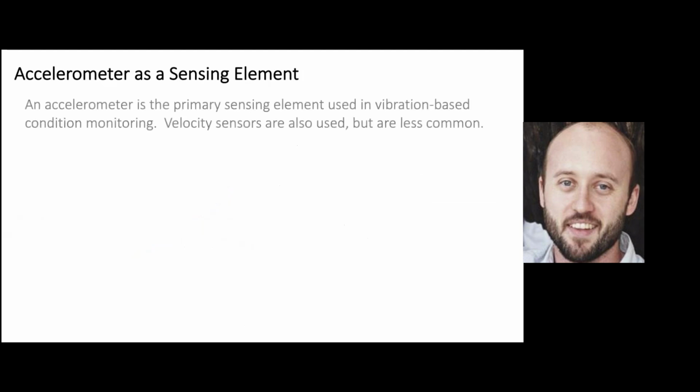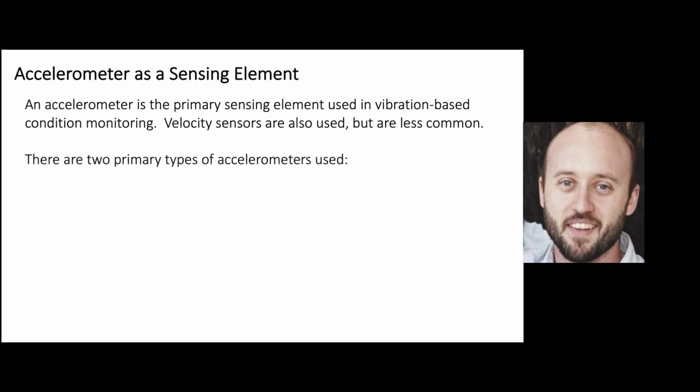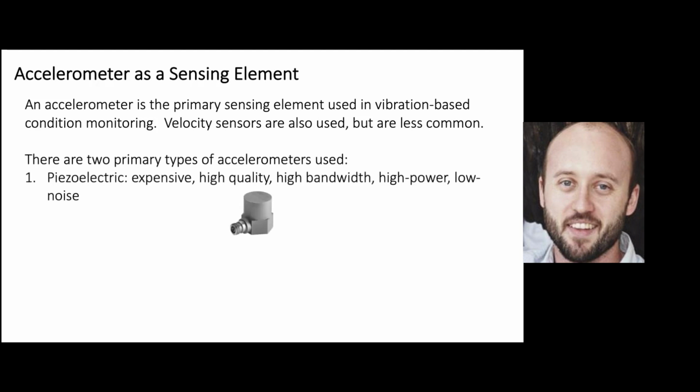So now back to our discussion of an accelerometer, and we talked about this in session 1, an accelerometer being something that measures acceleration or vibration. So an accelerometer is the primary sensing element that we use in vibration-based condition monitoring. You can also get velocity sensors. Those do exist, but they're less common. With accelerometers, there are two primary types. The first is what we call a piezoelectric accelerometer.